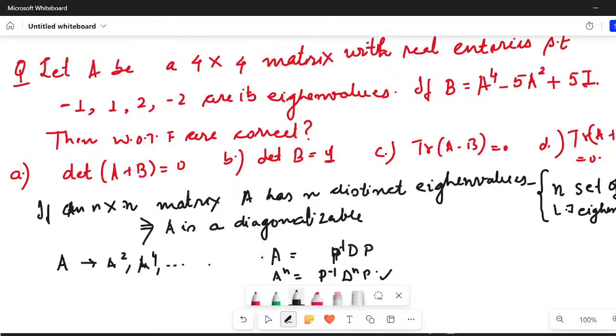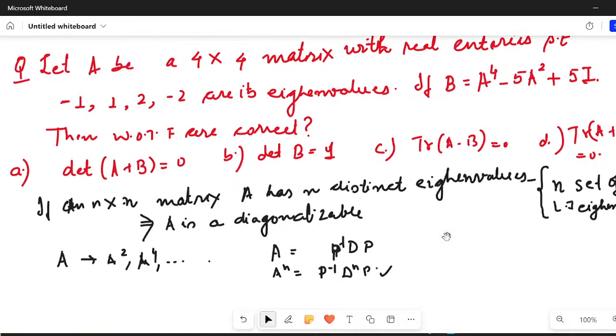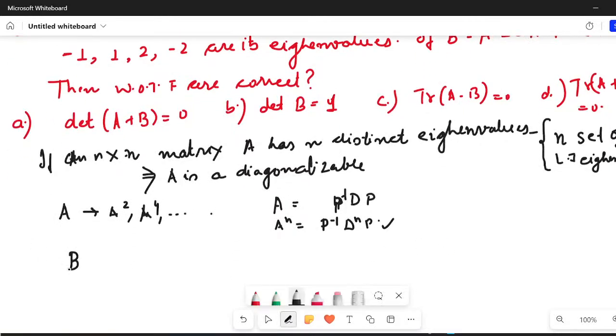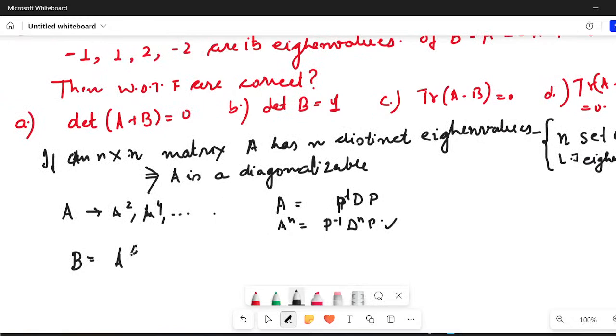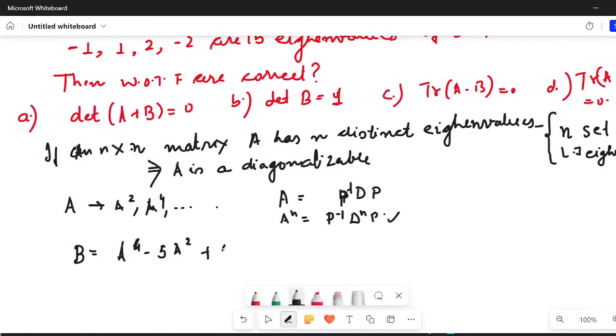Now just think about matrix B. Matrix B would also be diagonalizable by this logic. What is B? B is equal to A raised to power 4 minus 5 A raised to power 2 plus 5 identity. So this would also be diagonalizable. So B must be diagonalizable.